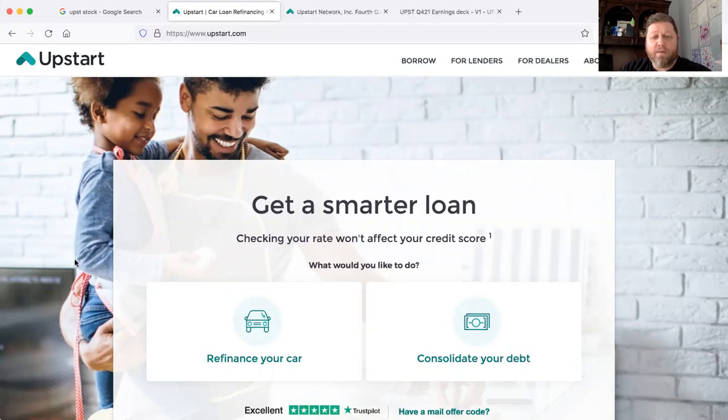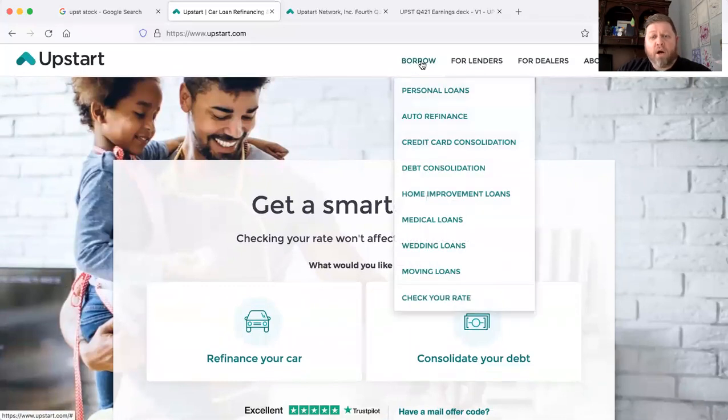So this is the main website. I think it's really important before you do anything here to understand what it is, right? So essentially, if you're a borrower, there are some different things you can borrow: personal loans, refinancing your car, credit card consolidations, home improvement loans, etc.